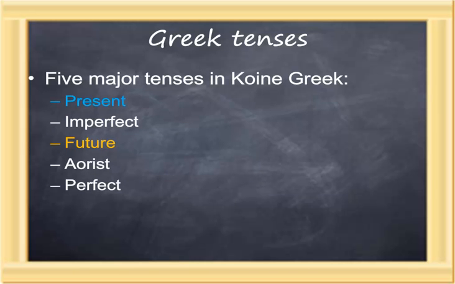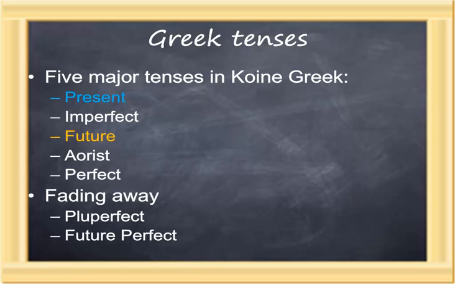First of all, a word about Greek tenses. There are 5 major tenses in Koine Greek: present, imperfect, future, aorist, and perfect. The present tense we've already learned. The future tense is our focus for this lesson. There are actually 2 other Greek tenses, the pluperfect and the future perfect, but the usage of these has so dropped off by the Koine period that it's not worth spending the time to learn the forms. When they rarely occur, one simply looks them up.